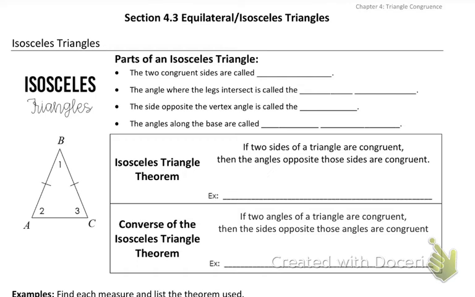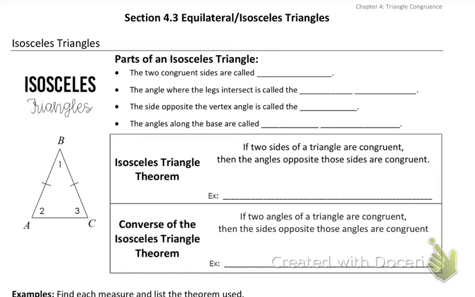The only thing that's important about an isosceles triangle is it has at least two sides that are congruent. It doesn't matter about the angles. You could have a right triangle that's isosceles, an acute triangle that's isosceles, or an obtuse triangle that is isosceles. To be isosceles, you just have to have two sides that are congruent.